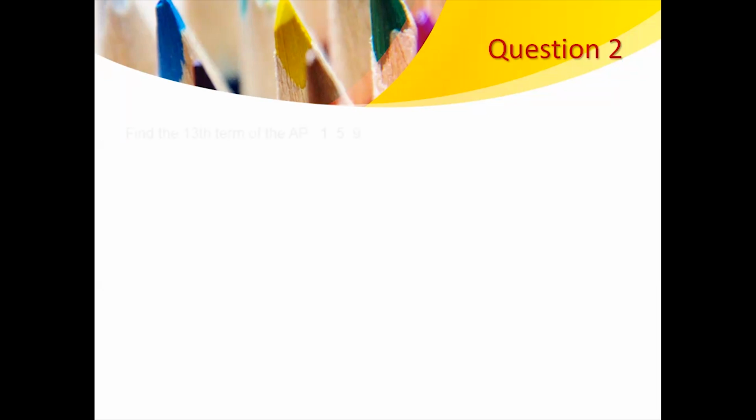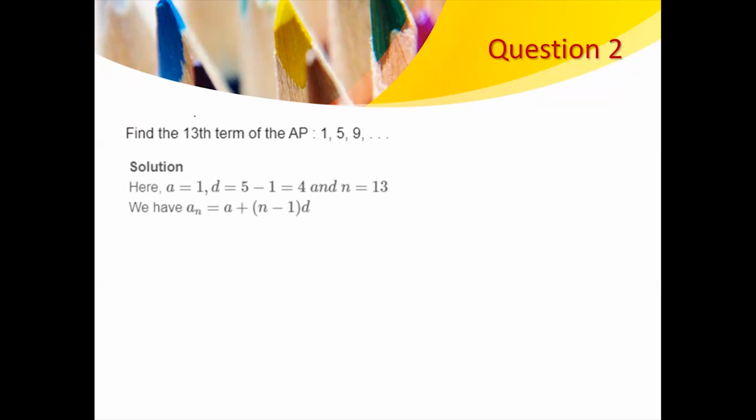So next question, in which we are going to find the 13th term of the AP. My AP is 1, 5, 9 and so on. The first step is always to find the first term and the common difference, and we write it. My first term is a and my common difference is 5 minus 1, which is 4. And I have taken n to be 13. Why have I taken n to be 13? Because I have to find the 13th term. Then we have the formula an is equal to a plus n minus 1 into d.